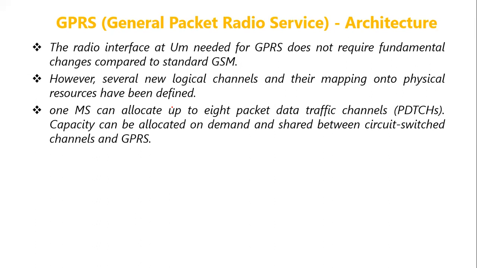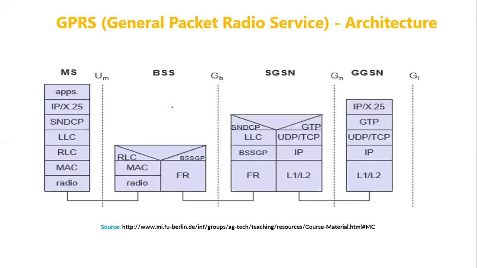Capacity can be allocated on demand or shared between circuit switched channels and GPRS. This allocation can be done dynamically with load supervision, or alternatively capacity can be pre-allocated. It depends.